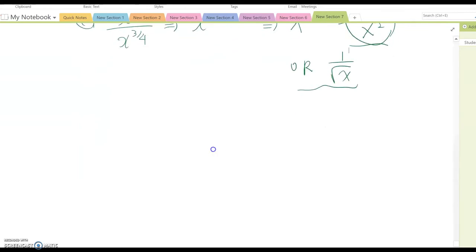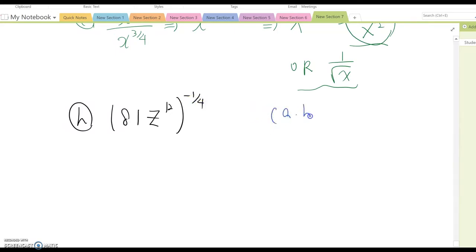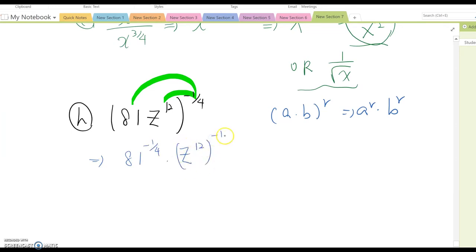Then H is 81 z to the 12 to the negative 1 over 4 power. So in this case, you have to apply (ab) to the r, which means a to the r times b to the r, right? Therefore, you distribute this power here and here, then it is going to be 81 to the negative 1/4 power times z to the 12 to the negative 1 over 4 power.